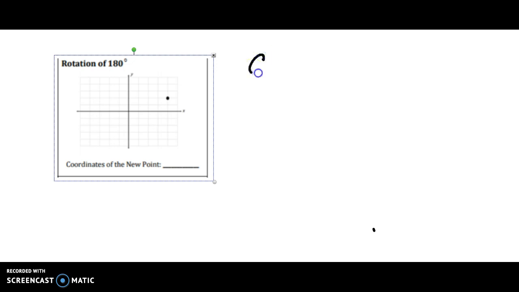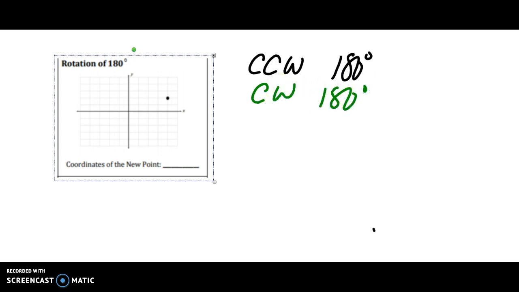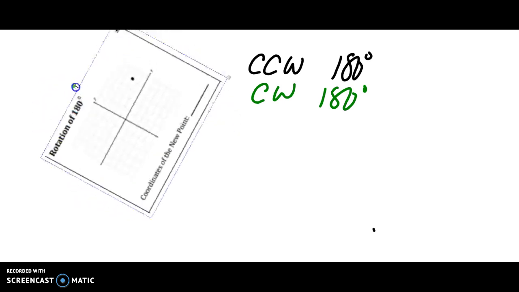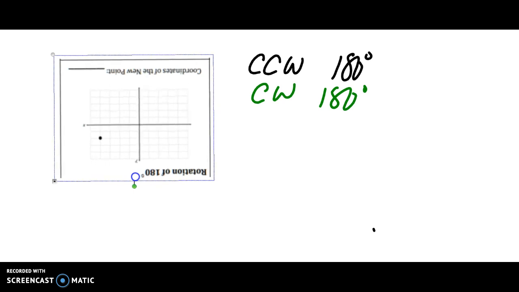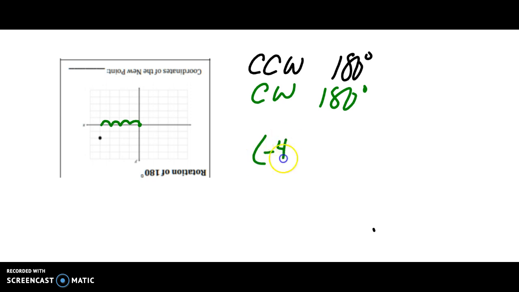Okay, let's do the same thing for 180. So I have 180, and again, that's counterclockwise, 180 degrees, which we know is the same as clockwise, 180 degrees. So it doesn't matter which way I turn my paper, I just know that I'm going to turn my paper twice. Because there's 2 groups of 90, right? I'm going to rotate it 1 quadrant, 90 degrees. I'm going to rotate it a 2nd quadrant, 90 degrees. So again, after I've rotated it, this is 0, 0. So now I'm going to go, okay, this is 1, 2, 3, -4. And down, 1, 2, -2. So I now have my new point.